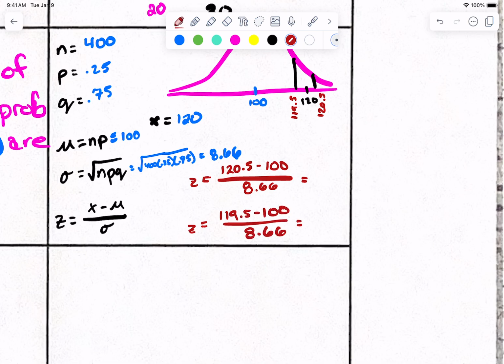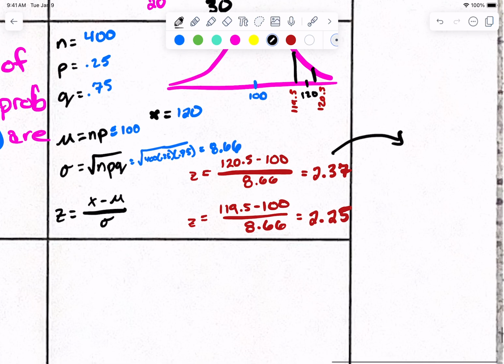And they should just be like slightly smaller numbers. I want to say like 2.47 maybe. No. 2.37. 2.37, 2.25. Okay, now what? Some people are tempted to subtract those numbers. Don't subtract them. Find the p value first.